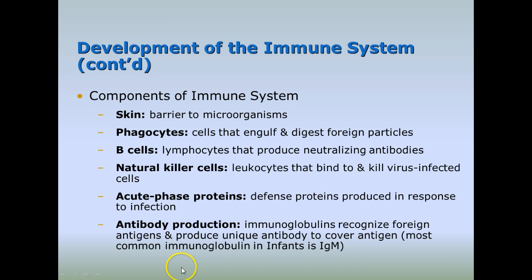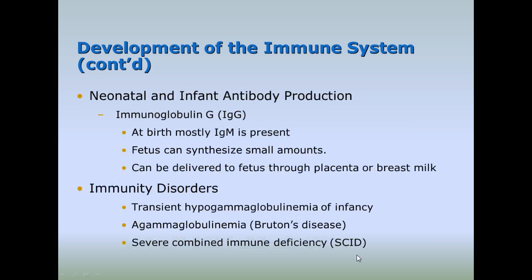The most common immunoglobulin in infants is IgM. IgG is then made later on. Mostly IgM, like I said, is present at birth. Obviously, you need to know that. The fetus can synthesize small amounts of IgG, and it's delivered to the fetus through the placenta or breast milk. So that's why they say breastfeeding is so important.